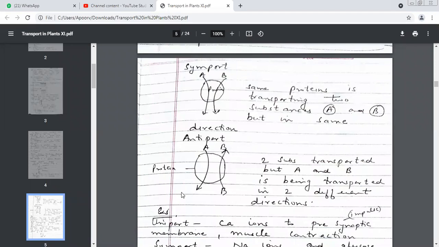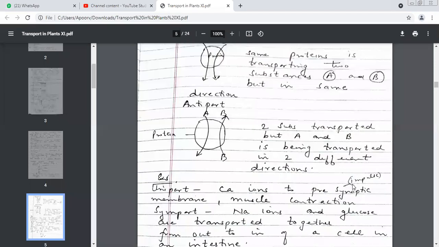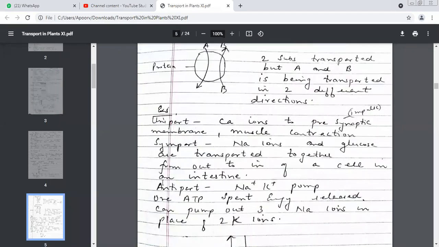Here again, how many things are moving? Two. But are they moving in the same direction or different directions? Different directions. But remember, the protein is the same only. Two substances to be transported, but in different directions. So which process is this? Antiport. So your carrier proteins can transfer substances through three techniques. Uniport, symport, and antiport.